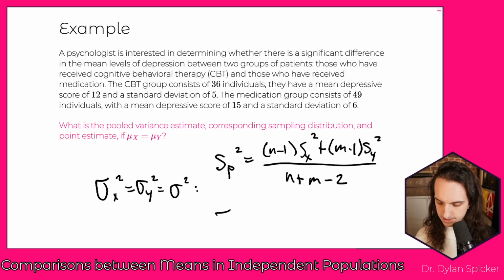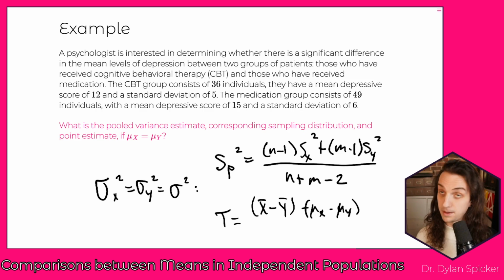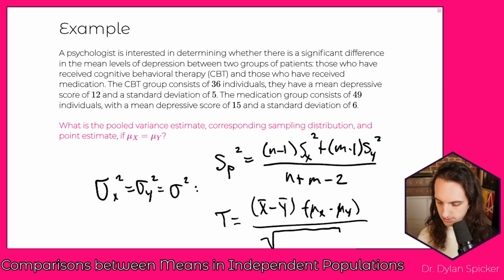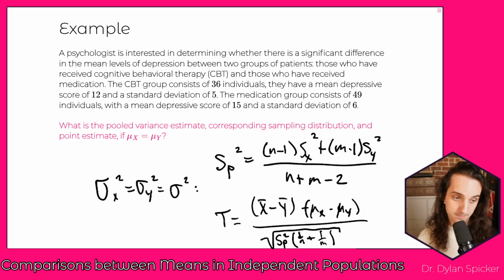And then our test statistic is going to be much the same. We take x bar minus y bar minus (mu x minus mu y), and then we divide that by our standard deviation, which is going to be S_P times the square root of 1 over n plus 1 over m. And so if we plug everything into that, then we can work out what we'll be doing.